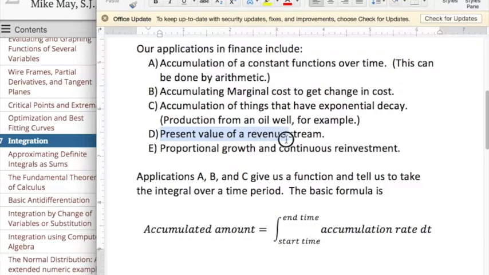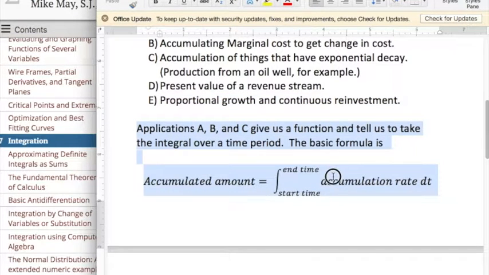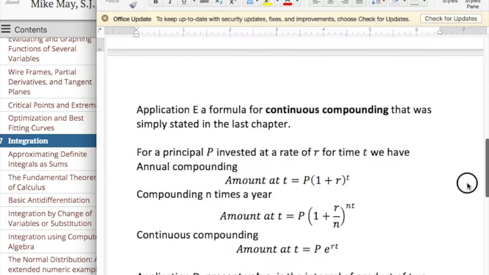A more complicated problem is talking about the present value of a revenue stream. And we can also talk about proportional growth and constant reinvestment. So the first three problems are pretty simple. Applications A, B, and C, we have a basic formula that the accumulated amount is the integral from the start time to the end time of the accumulation rate. And we simply have to know what our starting time, ending time, and accumulation rate are. So those are straightforward problems.